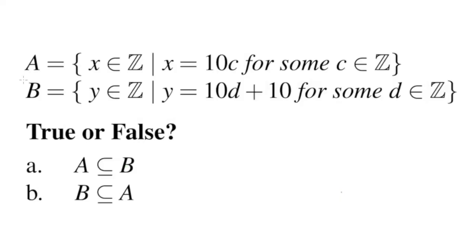So here's an example for you. See if you can perform the same kind of reasoning on this example. So we have two sets. We have A and B. A is the set of integers x, such that x is expressible as 10c, where c is some integer. Okay, and let's look at B. So B is the set of integers y, such that y is expressible as 10d plus 10, where d is some integer. Okay, so we've got two different sets here. We want to work out, is A a subset of B or is B a subset of A?